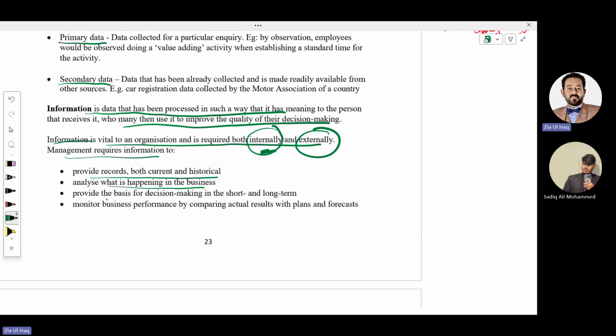Management uses information to provide the basis for decision making in the short and long term. Meaning on the basis of information, management can make their short term and long term plans, and monitor business performance by comparing the current year results with the past, and they can prepare future forecasts.